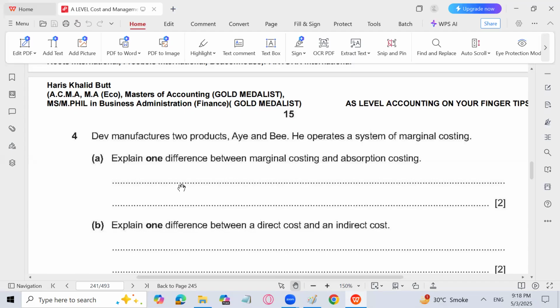Second, in absorption costing, we find gross profit after subtracting cost of sales from sales. But in marginal costing, we subtract variable cost from sales to get contribution. Marginal costing is used for decision making. It's not a costing method. Absorption costing, also known as full costing, is a proper costing method. Marginal costing is not acceptable in international accounting standards, whereas absorption costing is acceptable in international accounting standards and also for tax purposes.